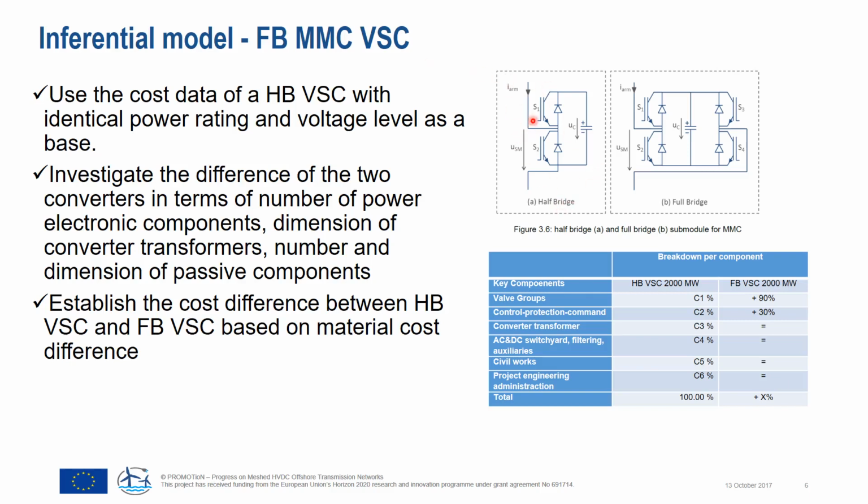Here we can show that to the left is a sub-module of a half-bridge VSC converter, and to the right is the full-bridge VSC converter. Basically, we start by investigating the difference between these two in terms of the number of power electronic devices, the dimension and number of converter transformers, and the dimensions of passive components such as capacitors. Then based on the comparison, we establish the cost difference between half-bridge VSC and full-bridge VSC based on the material cost difference. For this example, we show some of the high-level calculations.